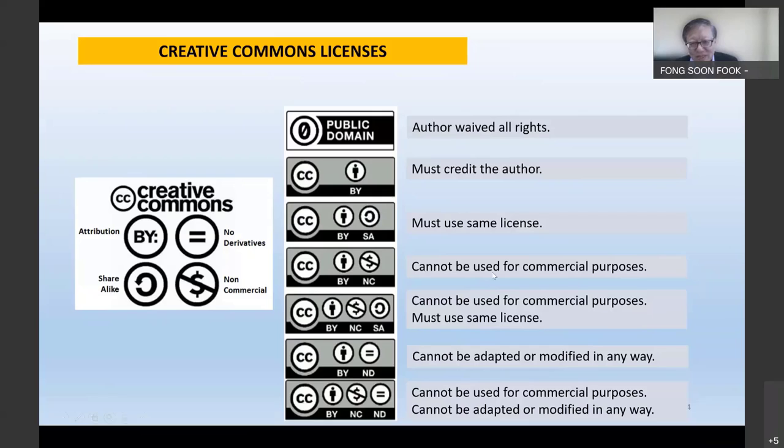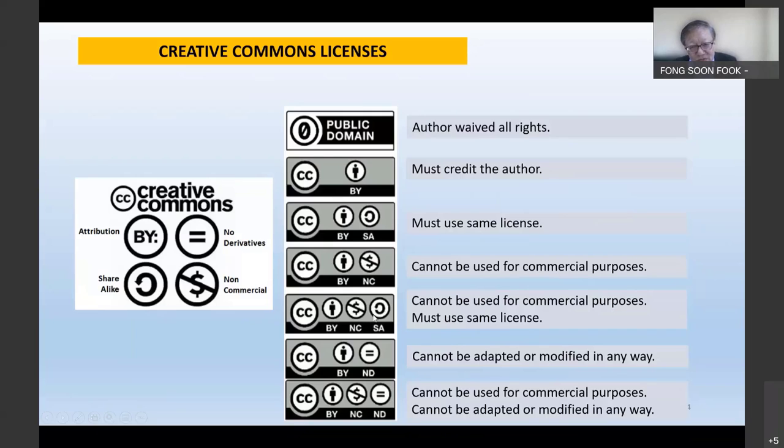CC BY-NC means you cannot use it for commercial purposes. That means, for CC BY, you can use it, put it into a book and sell the book. No problem. CC BY is the most flexible. You can take that video, put it into your video, and you can go and make money from that video also, no problem. The author gives you the right. So we must understand this.